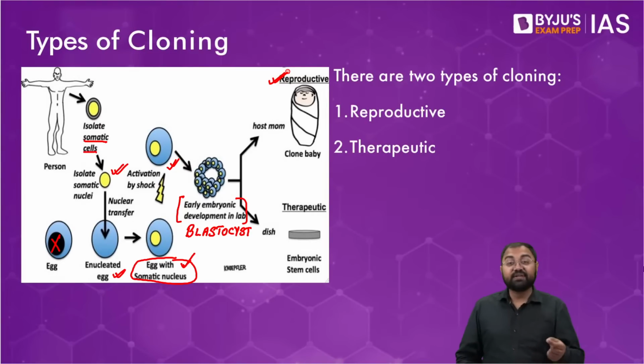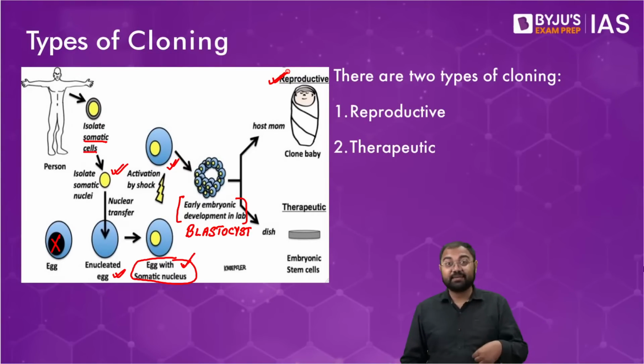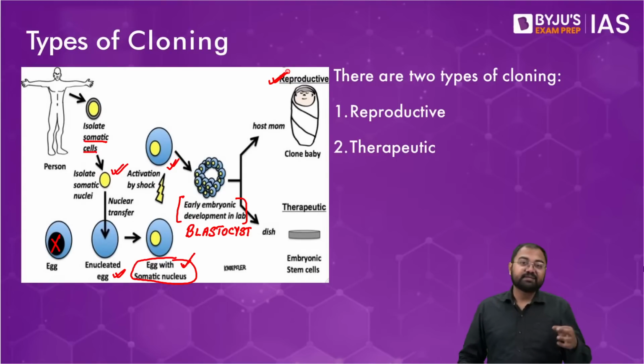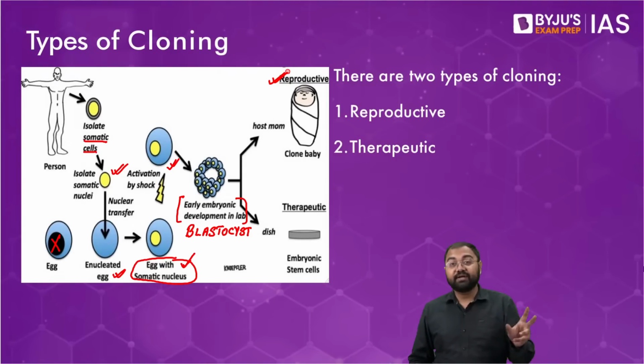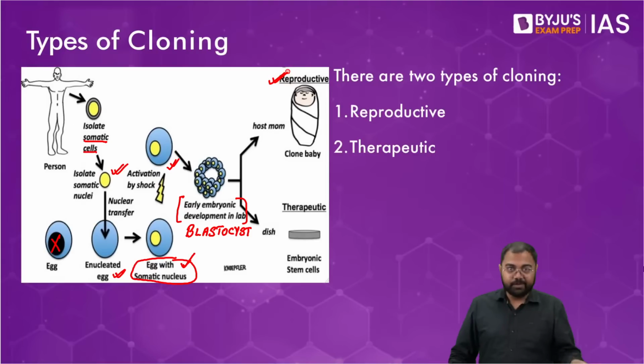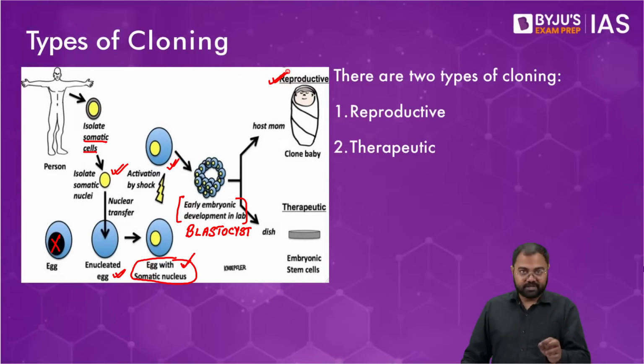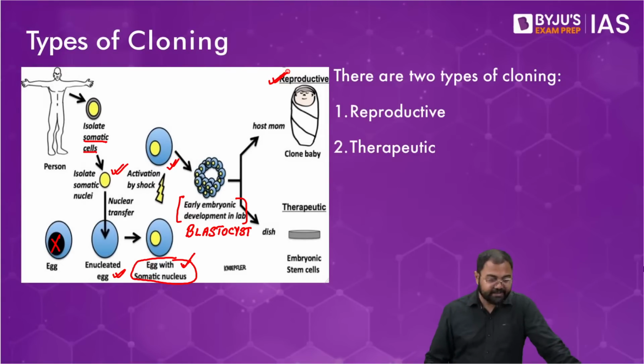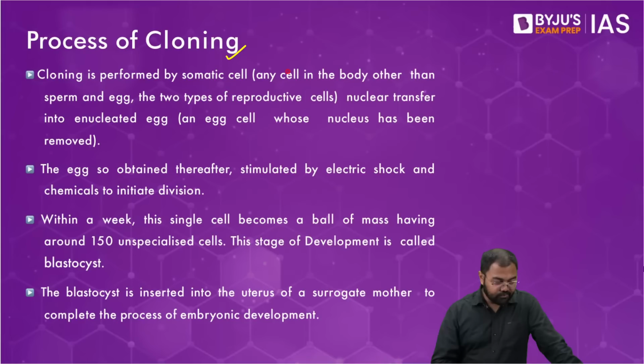So that's why, if we are using it for stem cell therapy, then we'll say that it is therapeutic cloning. And if we just want the birth of a new individual or a new cloned animal from here, it will be called reproductive cloning. So in this manner, we see that this entire process of cloning will be carried on.